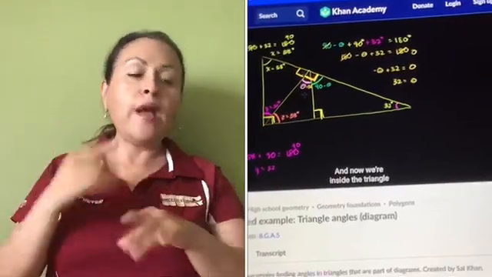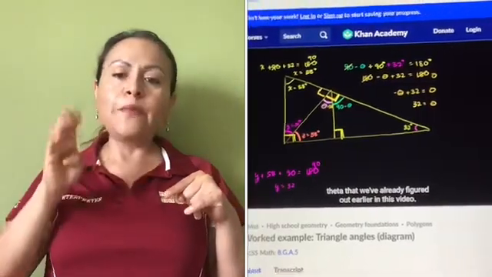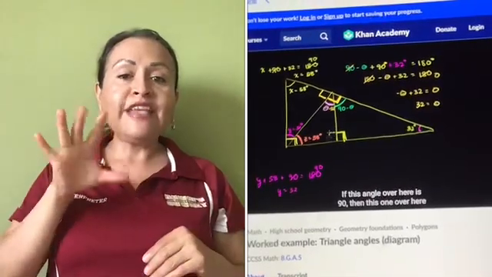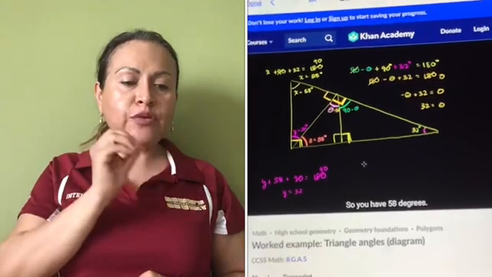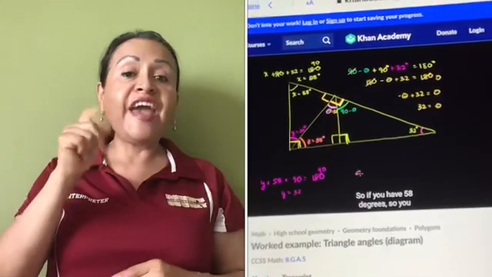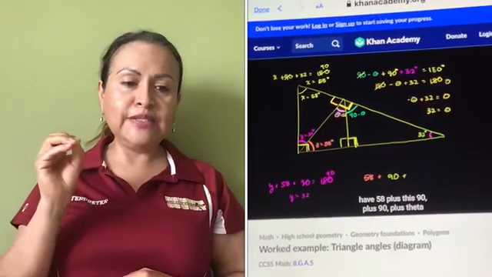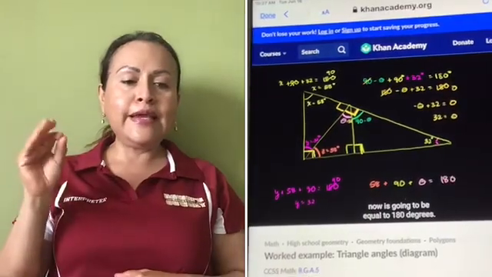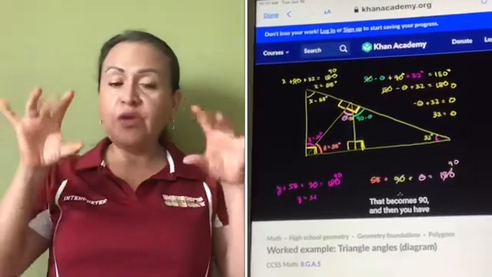Well, if this z is 58 degrees, and if this angle over here is 90, then this one over here is also going to be 90 because they're supplementary. So if you have 58 plus this 90, plus 90, plus theta, that is going to be equal to 180 degrees. You can subtract 90 from both sides. That becomes 90. And then you have 58 plus theta is equal to 90. Subtract 58 from both sides, you get theta is equal to 32 degrees again.